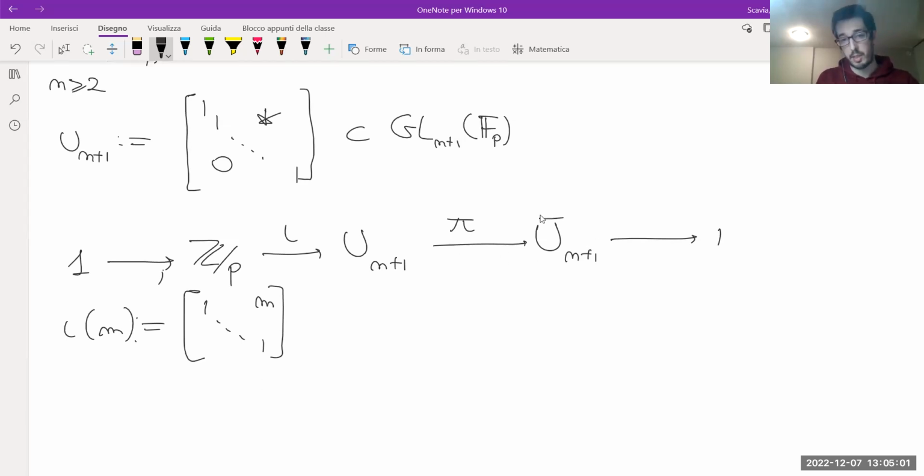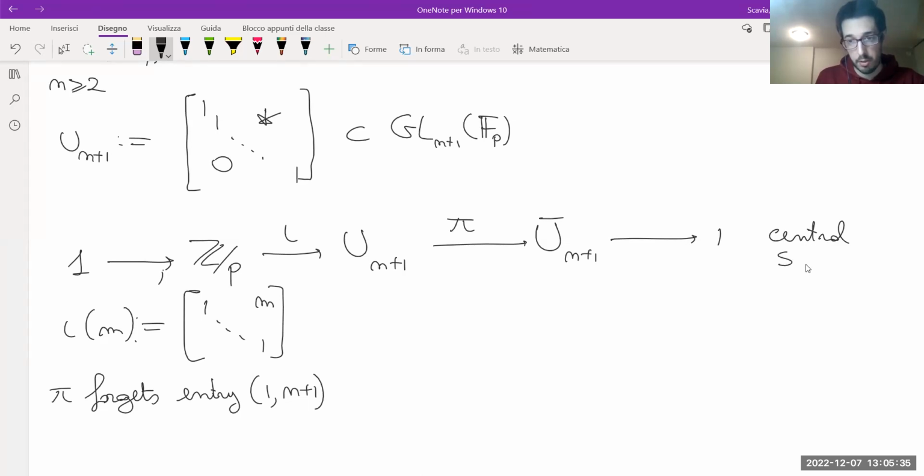And then U n plus 1 bar is defined as the quotient, and pi is the projection map. You can think of elements of U n plus 1 bar as being matrices where you forget the upper right corner. So pi in some way forgets the entry 1, n plus 1 of the matrices. This is a central short exact sequence. In fact, this Z mod p is exactly the center of U n plus 1.